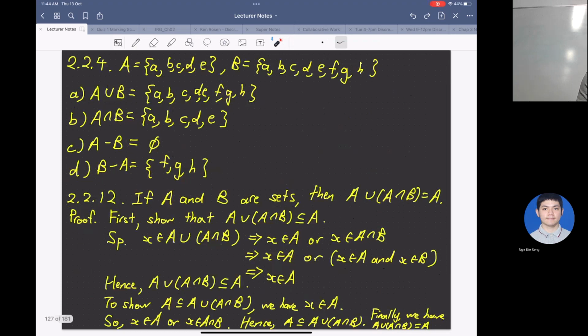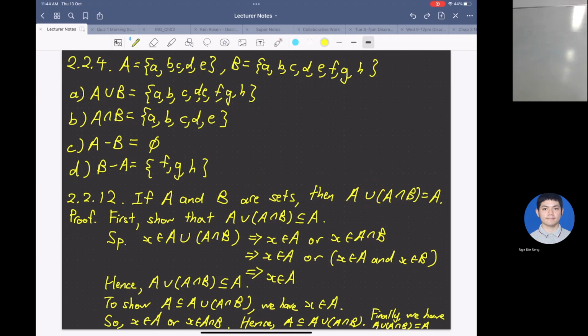Next, 2.2.4. Okay, 2.2.4 is just checking whether you know the definition or not. Checking union, intersection, and difference. Okay. 2.2.12 is something you need to learn: showing two sets are equal using the set inclusion, using the definition of union.